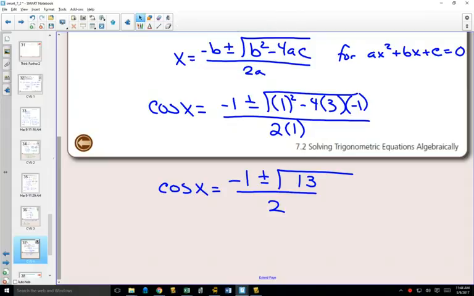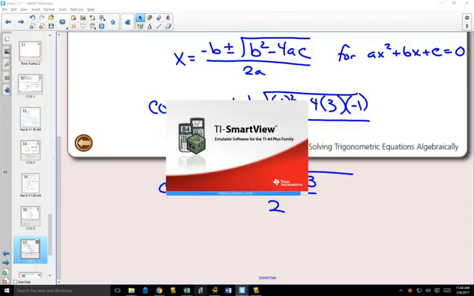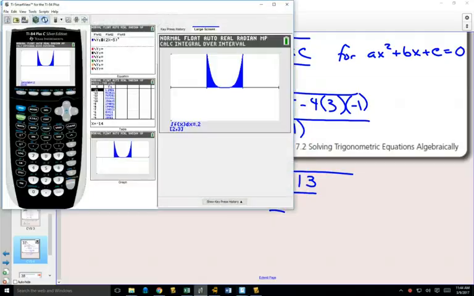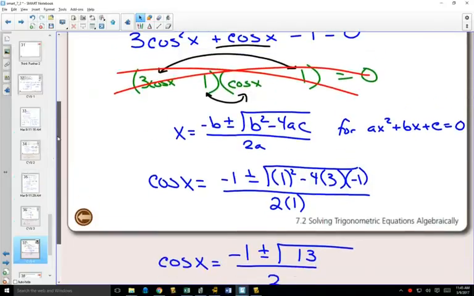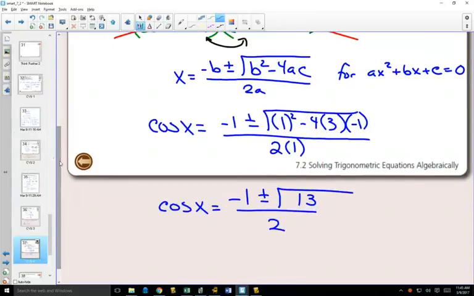So then I go to my calculator. I want to find out what these values are. Yes? Oh yes, the a value is 3. You're right. Thank you for seeing that. That would have changed everything. Okay, so we get negative 1 plus or minus the square root of 13 over 6.